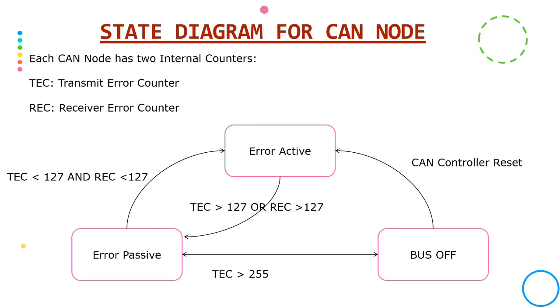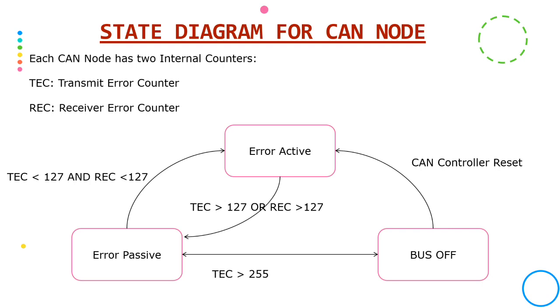So this is the state diagram for a CAN node. Each node will have two internal counters. One is called TEC, abbreviated as transmit error count. Another is called REC, receive error counter. Initially the node will be in the error active state. In this case the TEC and REC will always be less than 127. Whenever the transmit error count or receive error count, either of them, increases beyond 127, the node will enter the error passive state.